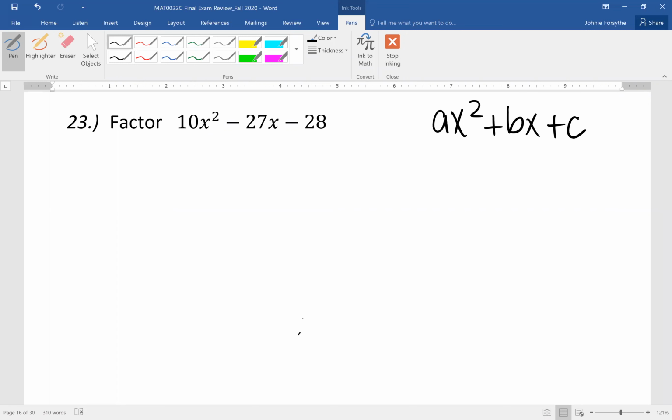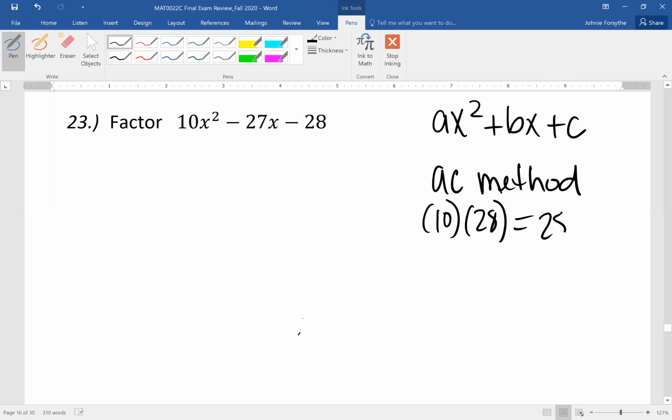So there's a few ways to do this. I like to start with the AC method. The AC method requires that we take a times c, and that number is what we're going to use to help us find our factors to put in our binomials. So in this case, a times c is going to be 10 times negative 28, which is 280. All right.